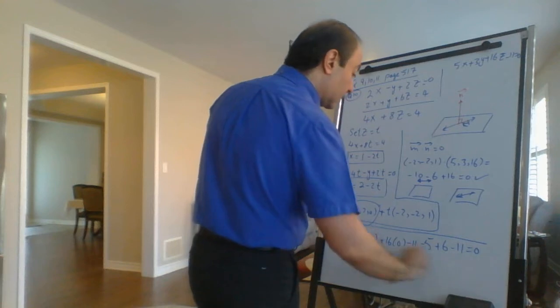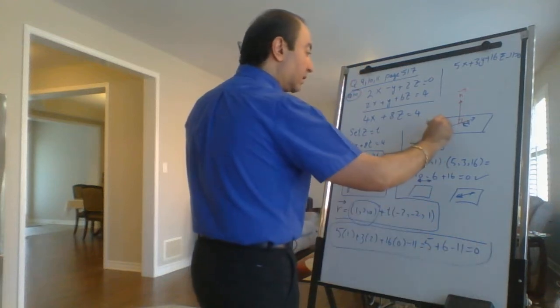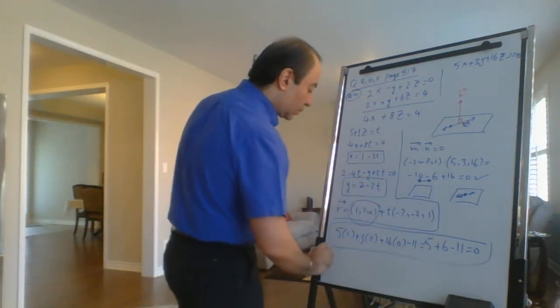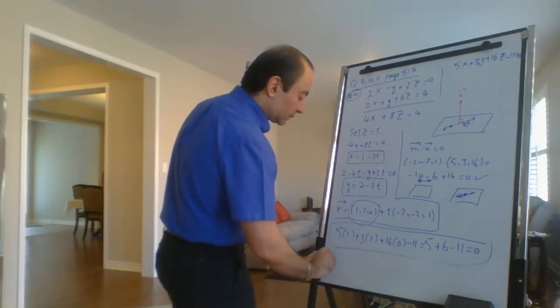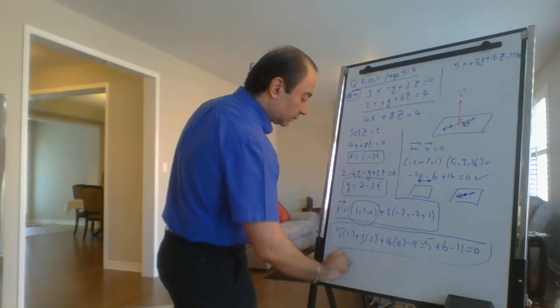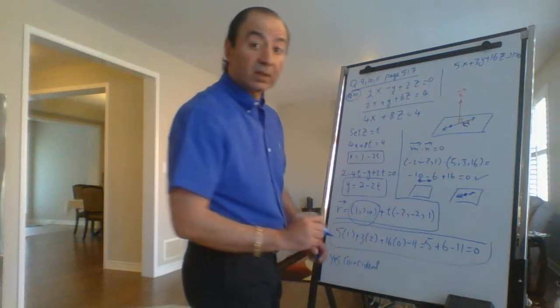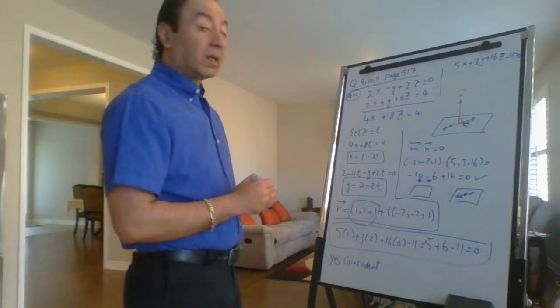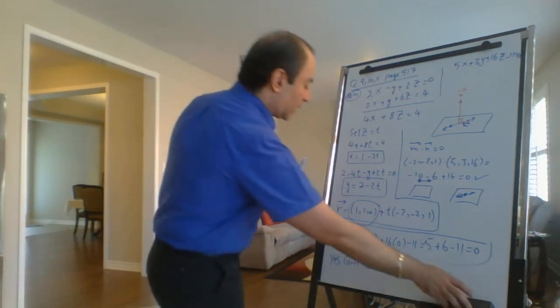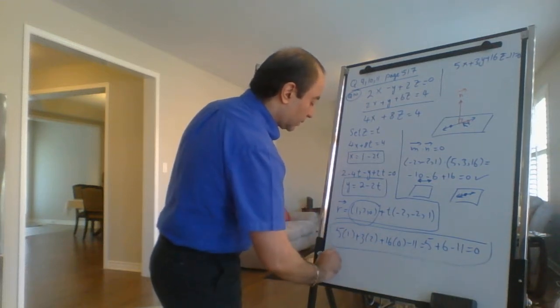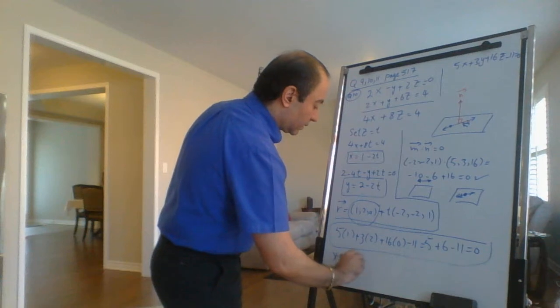So yes, the point lies on the line. So the point on the line lies on the plane. So yes, it is coincident. The line lies on the plane. Okay, so not coincident, it is the line lies on the plane. Line is on the plane.